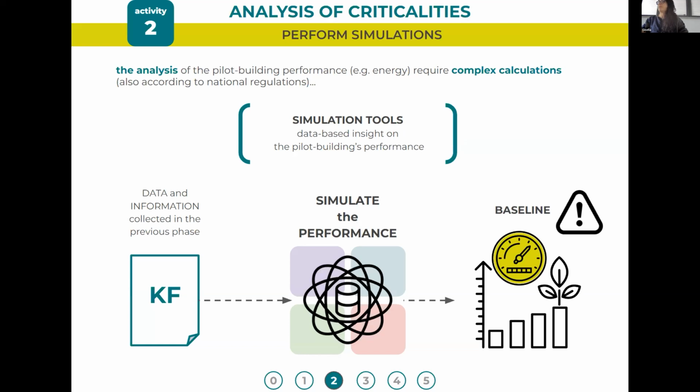Simulations are created modeling the data and information collected in the previous phase of the knowledge framework, and consent to define a baseline of the existing building that will be very useful to proceed with the following phases of the renovation project.